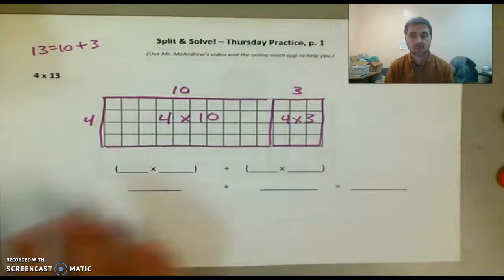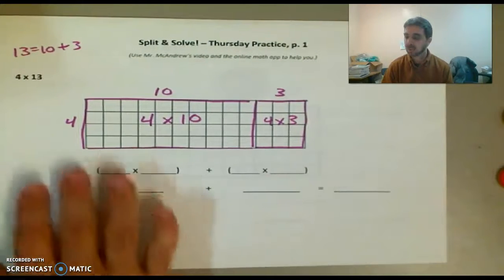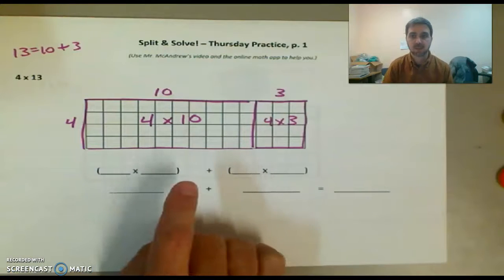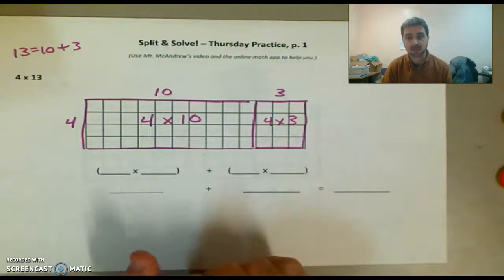It's Friday, but we are going to start with some of the problems you did yesterday on Thursday. I want to go over them, see how you did, and so you can correct your work if necessary. So the first practice page looked like this. It was 4 times 13, and you have the computer app to help you with this.